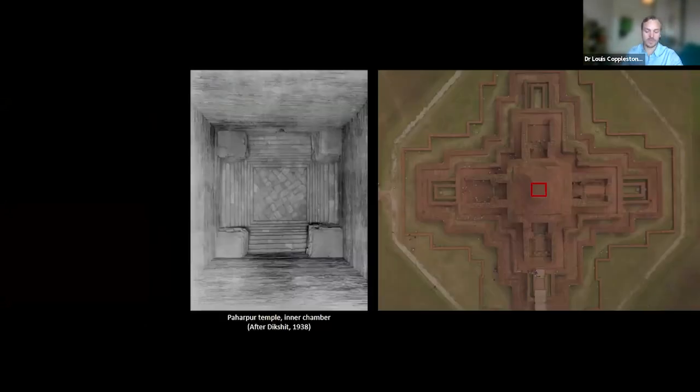The excavator of Paharpur, K.N. Dikshit, who was working in the late 1920s, was surprised to find a well-laid masonry shaft at the very middle of this temple. This space is essentially inaccessible, but a small quantity of broken pottery was found beneath thick layers of sand, clay, burnt wood, and broken brick.